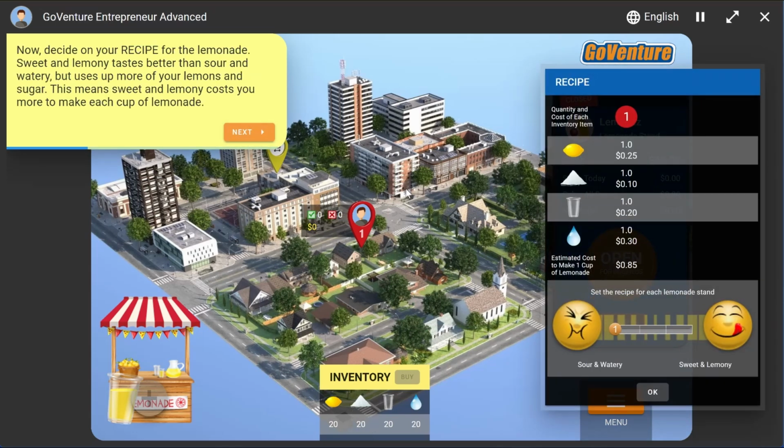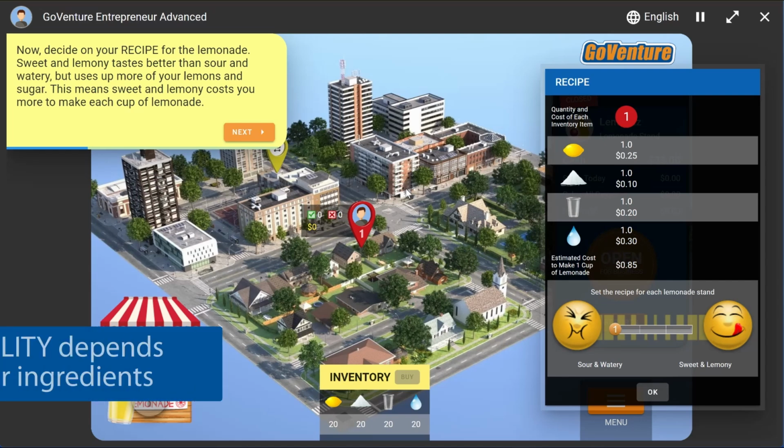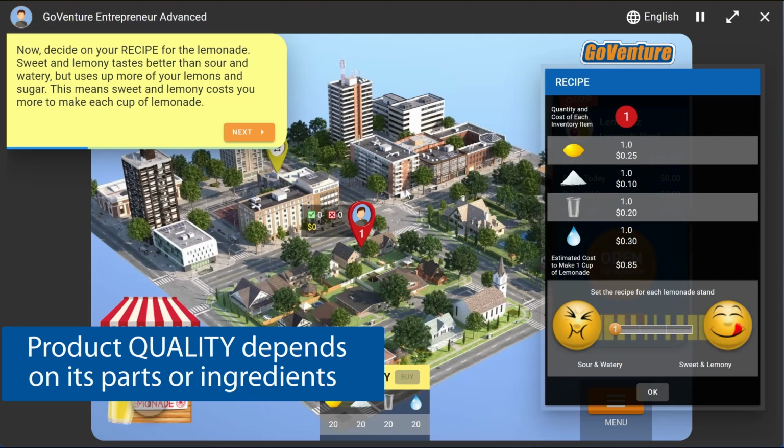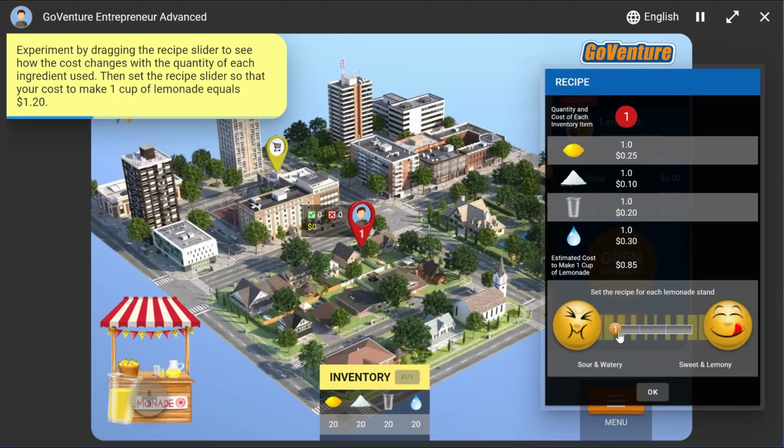Now we have to decide on our recipe, and this is sometimes called the product quality. So if you're manufacturing some physical good, it might have different levels of quality based on the parts that you decide to use to assemble your product. In this case, our parts are actually ingredients, food ingredients. And so we can set our recipe either sour and watery or use the slider to go to sweet and lemony. Now, I know customers are going to want sweet and lemony better. They're going to consider that a higher quality product versus sour and watery.